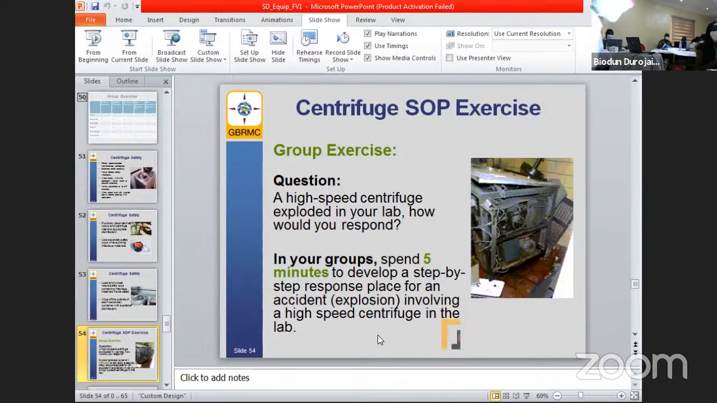I can even write it. You tell me and I'll write if you're correct. You're walking in the lab and then suddenly. So table one, how would you respond? Switch off the appliance from the power source. Switch off power source.